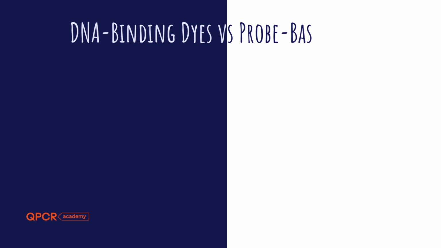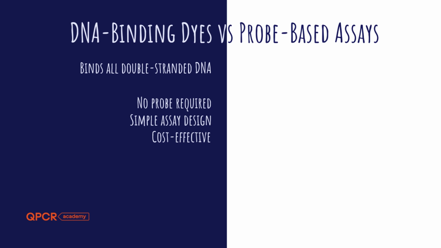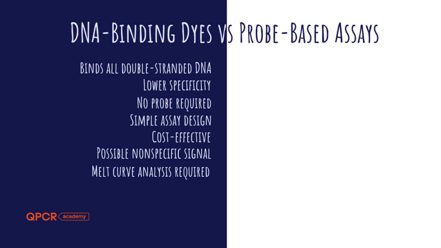Now let's compare DNA-binding dyes and probe-based detection systems. DNA-binding dyes, such as SYBR, are simple, cost-effective, and easy to design. No probe is required, making assay development fast and straightforward. However, these dyes detect any double-stranded DNA, including non-specific products and primer dimers. Because of this, melt curve analysis is usually required to confirm specificity. Multiplexing capability is also limited. DNA-binding dyes are commonly used for gene expression analysis, screening assays, and experiments where simplicity and cost are important.